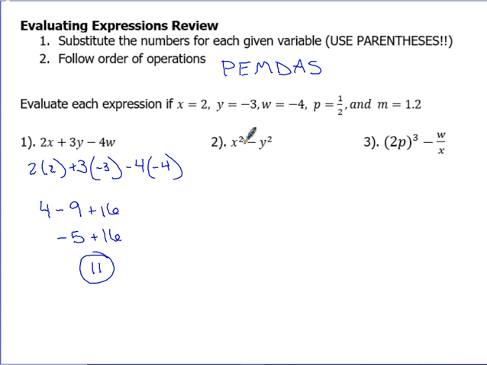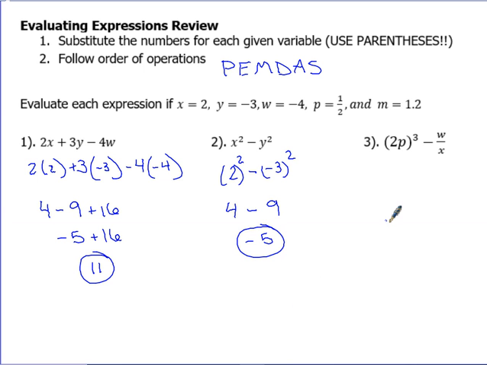So x squared, well, I know x is equal to 2. So I have 2 squared minus, whoops, let me put that in parentheses. And then y is equal to negative 3. So negative 3 squared, right? And those parentheses are important. So 2 squared, that means 2 times 2, which is 4. And then negative 3 squared, negative 3 times negative 3 is positive 9. So I have 4 minus 9, which would give me negative 5.